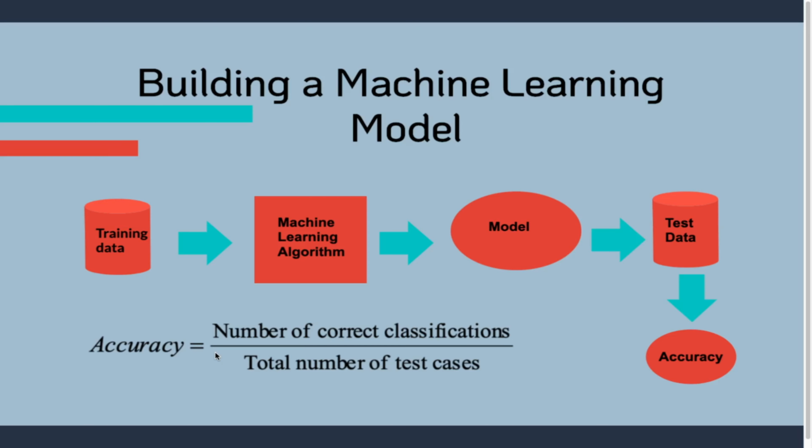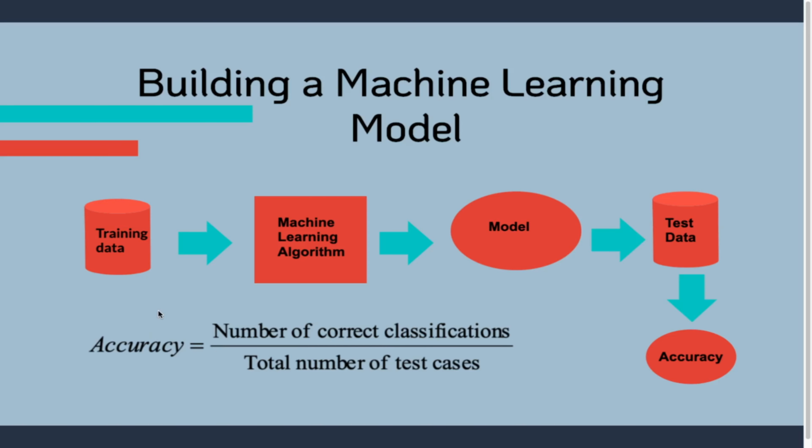But for a regression problem, when we are predicting what the value is going to be, we have a different score for checking the accuracy. We have R square. Okay, so we are going to talk about that later in our course.